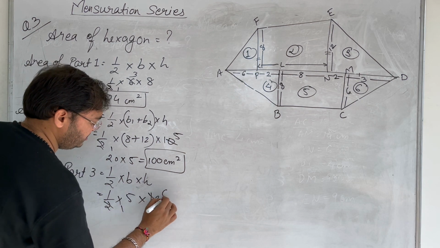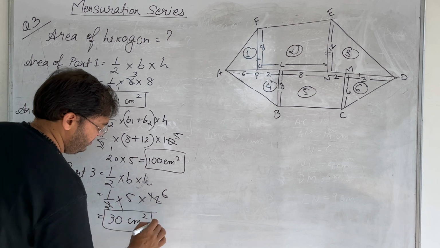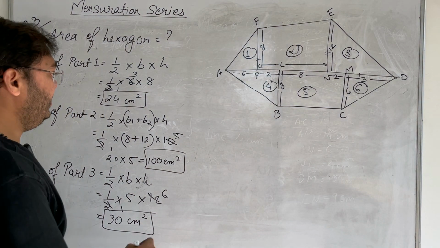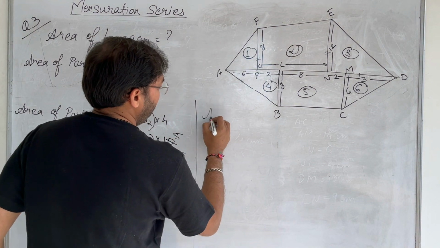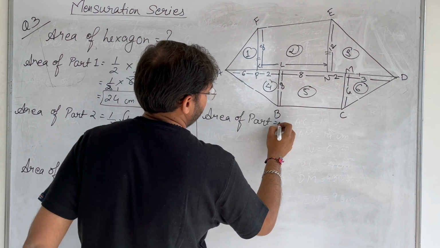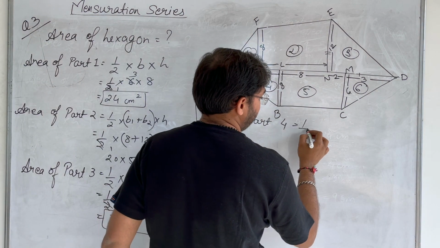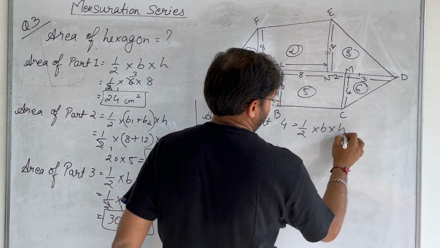So 2 1s are, 2 6s are, which equals 30 centimeter square, the area of part 3. Now, we will find the area of part 4, which is in the shape of a triangle. So again the formula will be the same, that is half into base into height.